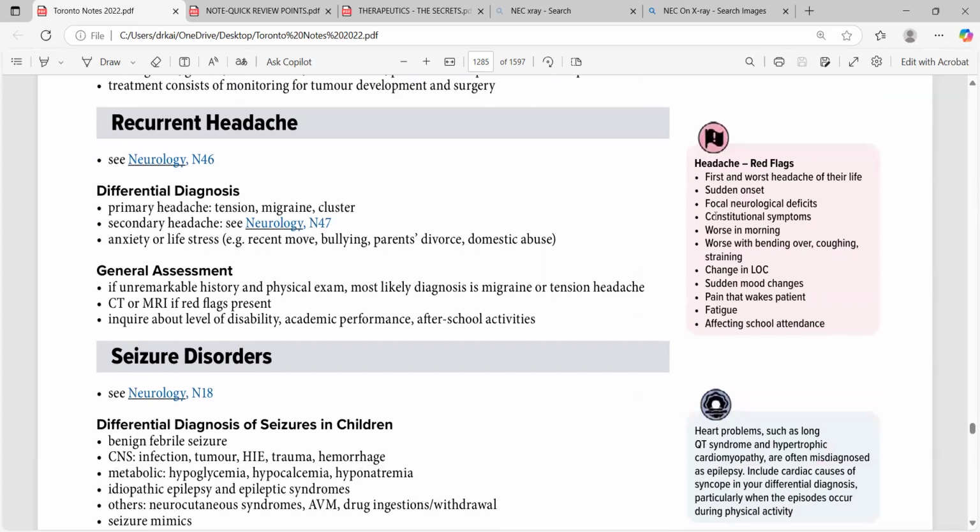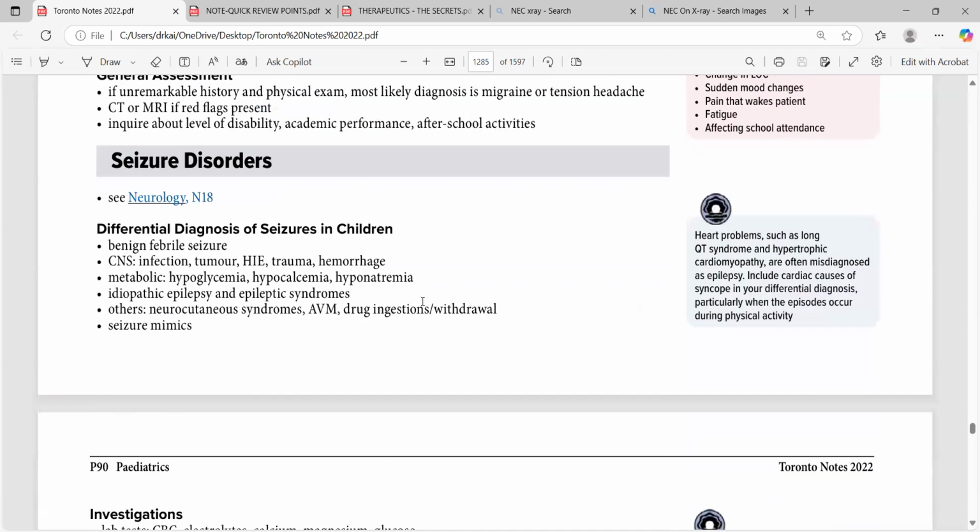Then headache red flags. Do read the headache red flags. What are those? Worst headache, focal neurological signs, constitutional symptoms, worse in the morning, worse with bending over, change in level of consciousness, sudden mood change, pain that wakes the patient, fatigue, and school attendance.